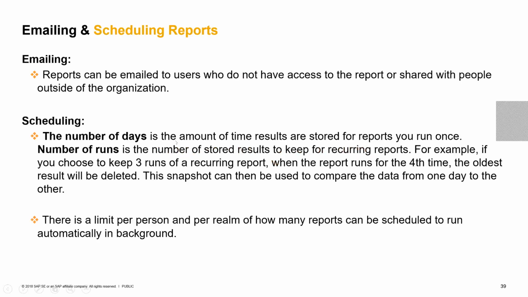When you're doing the scheduling, and we're going to see that, there's what is called the number of days and the number of runs. The number of days is the amount of time results are stored for a report when you run. And the number of runs is the number of times that the report is stored to keep for your record. So let's just say you ran the report 3 times, and when you run for the 4th time, the oldest one gets deleted and replaced by the newest one.